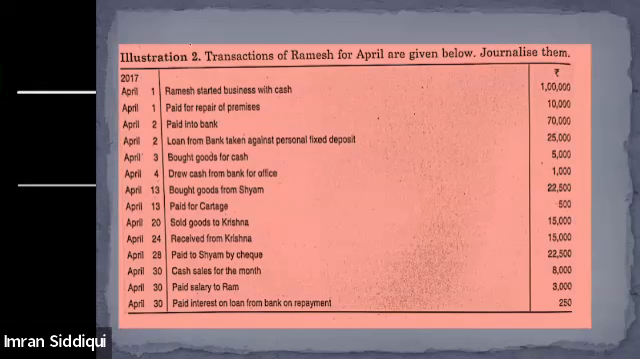Okay, this question is saying: transactions of Ramesh for April are given below, journalize them. So this information is there. On 1st of April, Ramesh started a business with cash of rupees 1 lakh, then paid for repair of premises 10,000, paid into bank. All the different transactions are there. We need to pass the journal entry. All right, everyone, so let's quickly start with the journal entry for this question.